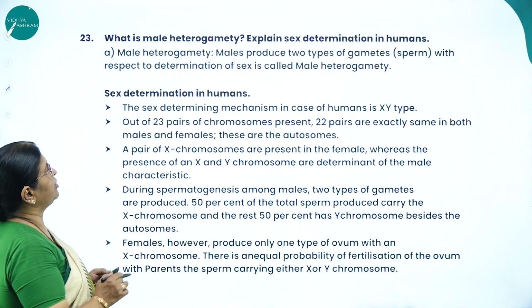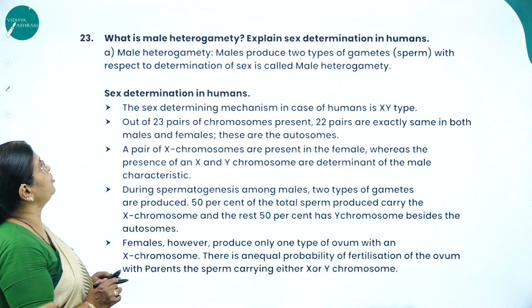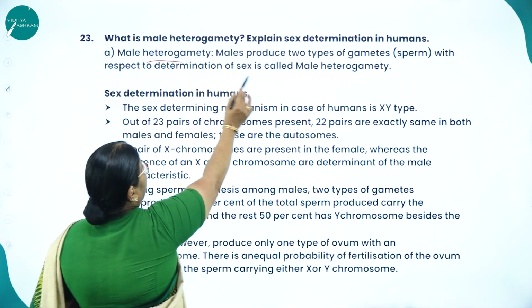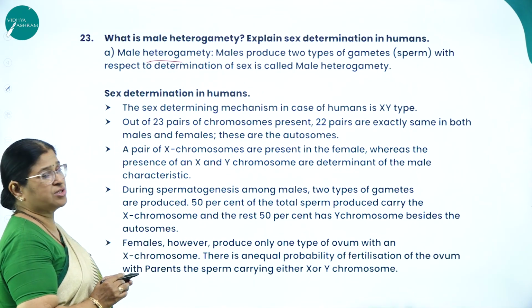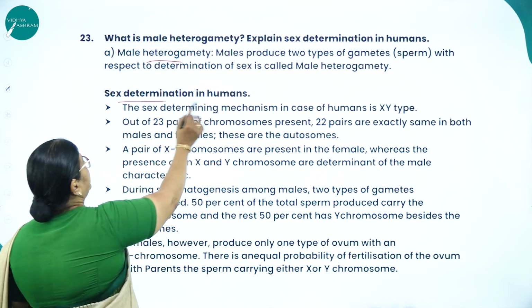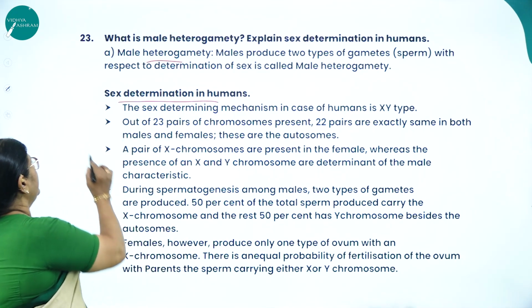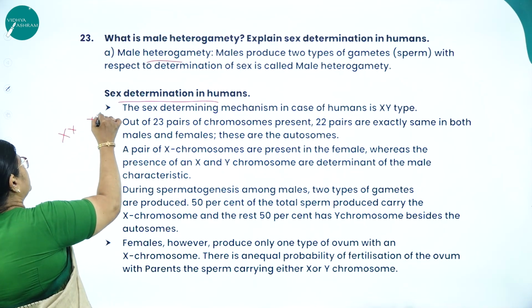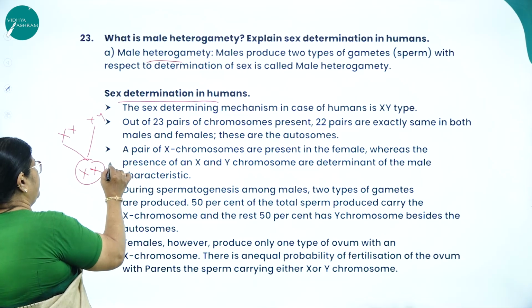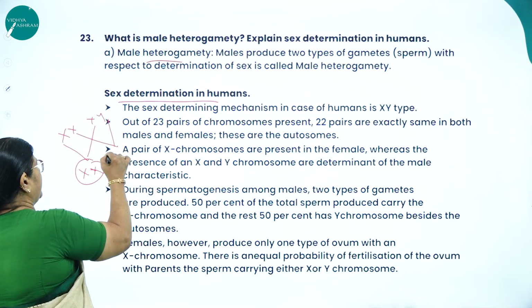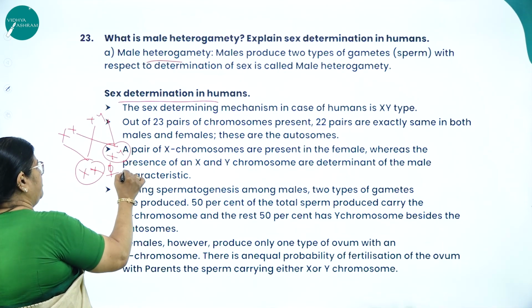Then what is male heterogamety? Explain sex determination in humans. Male heterogamety: males produce 2 types of gametes. Sperm with respect to determination of sex is called male heterogamety. So how do you explain sex determination in humans? Human is what? XX and XY. So one of the X fuses with another X, it is female. One X with one Y, that is male.